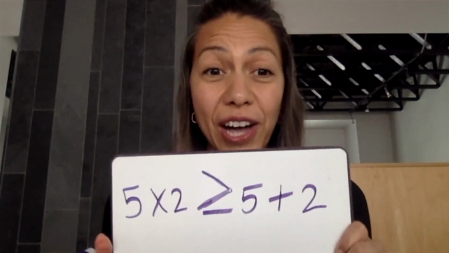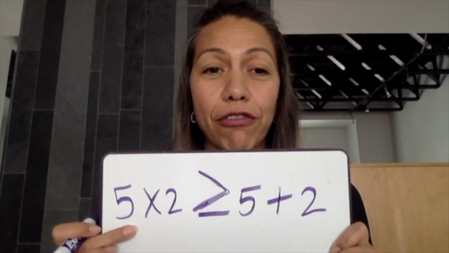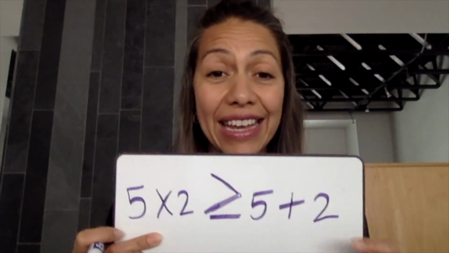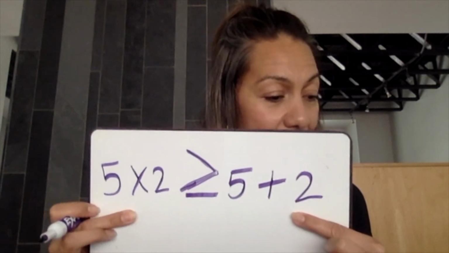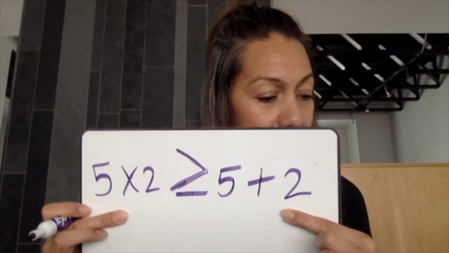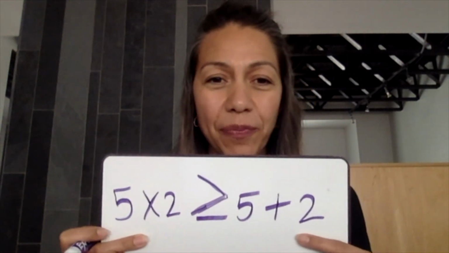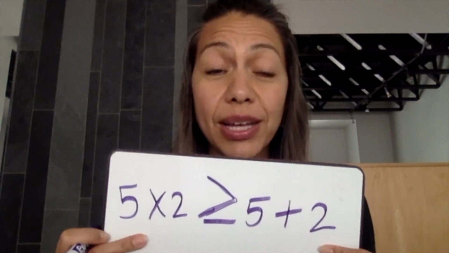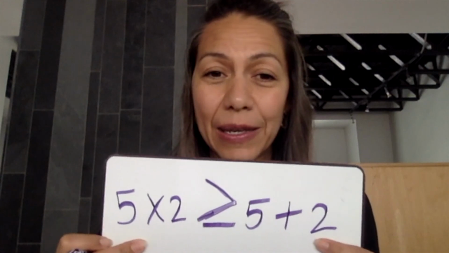Is that what you got? Yes, 5 multiplied by 2 is more than 5 plus 2. Now, why? When we multiplied, why did we get a larger number than when we added?